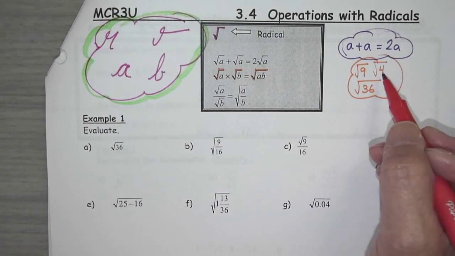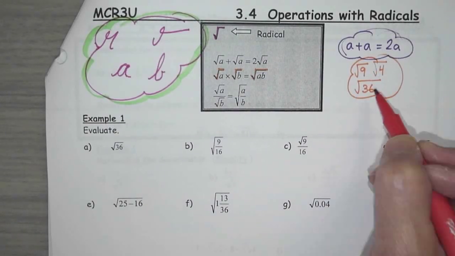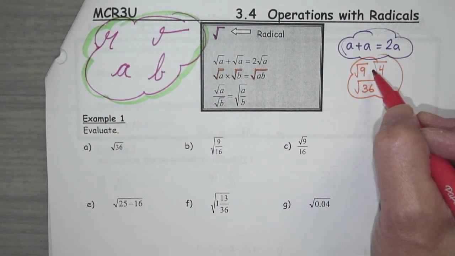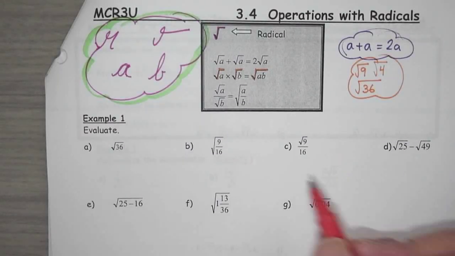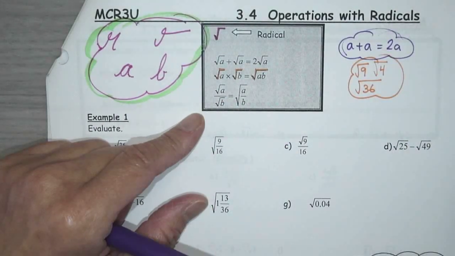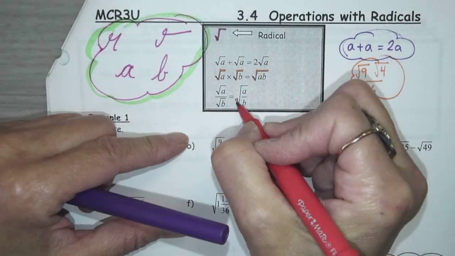So root 9 times root 4 is the same thing as root 36, but root 36 is the same thing as root 9 times root 4. Okay. Division works the same way, so I can do it this way.